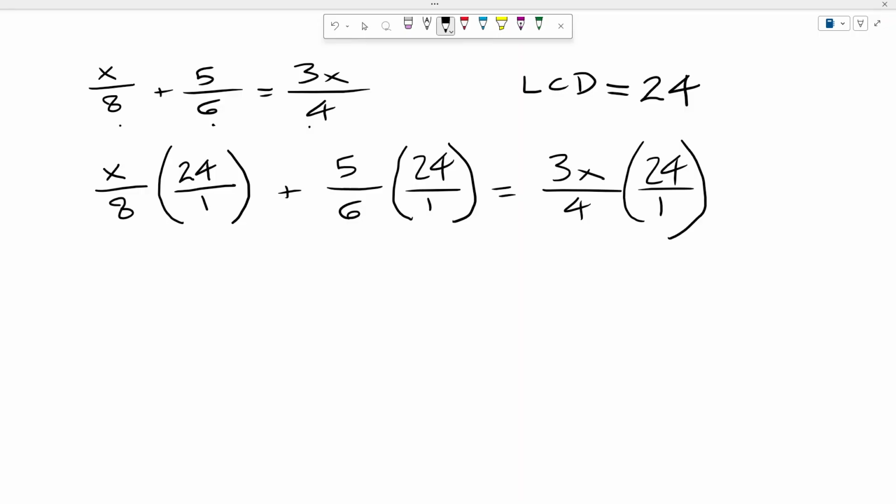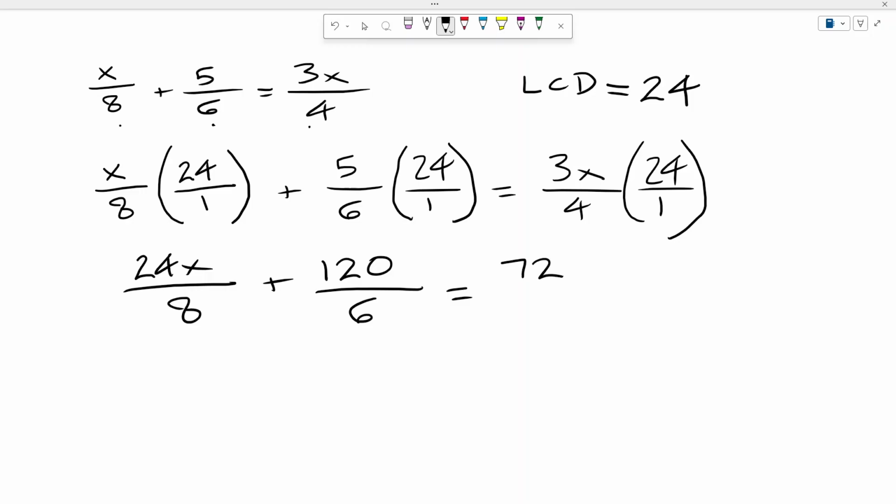So at least this time we don't have any fractions to split up, so we're just multiplying straight across numerator and denominator. So x times 24. So we have 24x divided by 8, and then do a little math here. So we have 5 times 24. That will come out to 120 over 6 equals 3 times 24, so we have 72. Don't forget the x over 4.